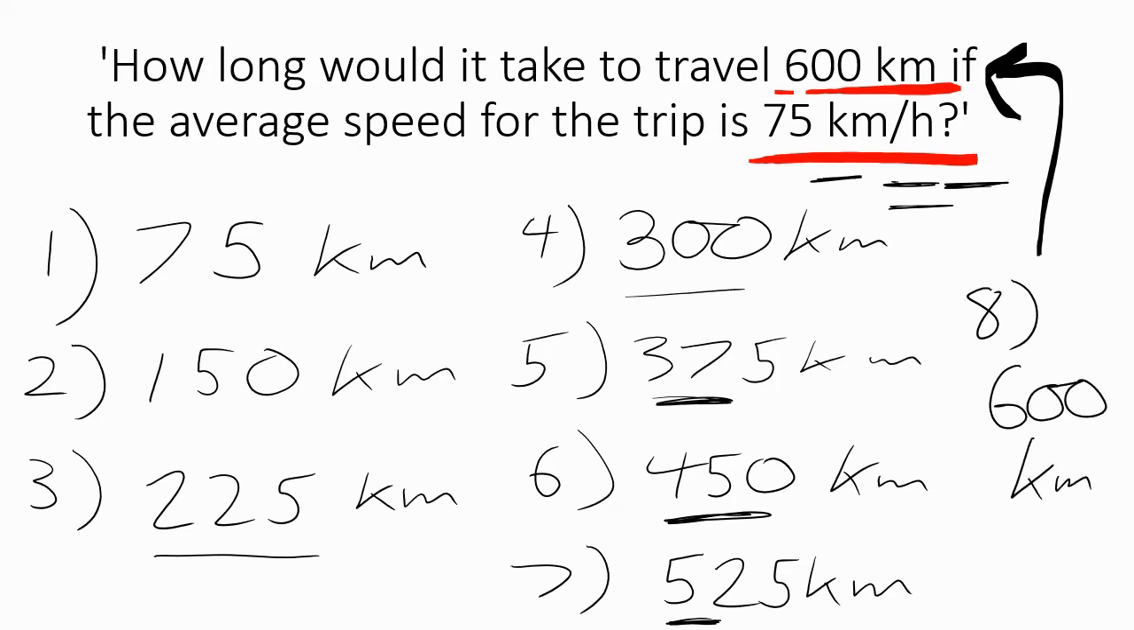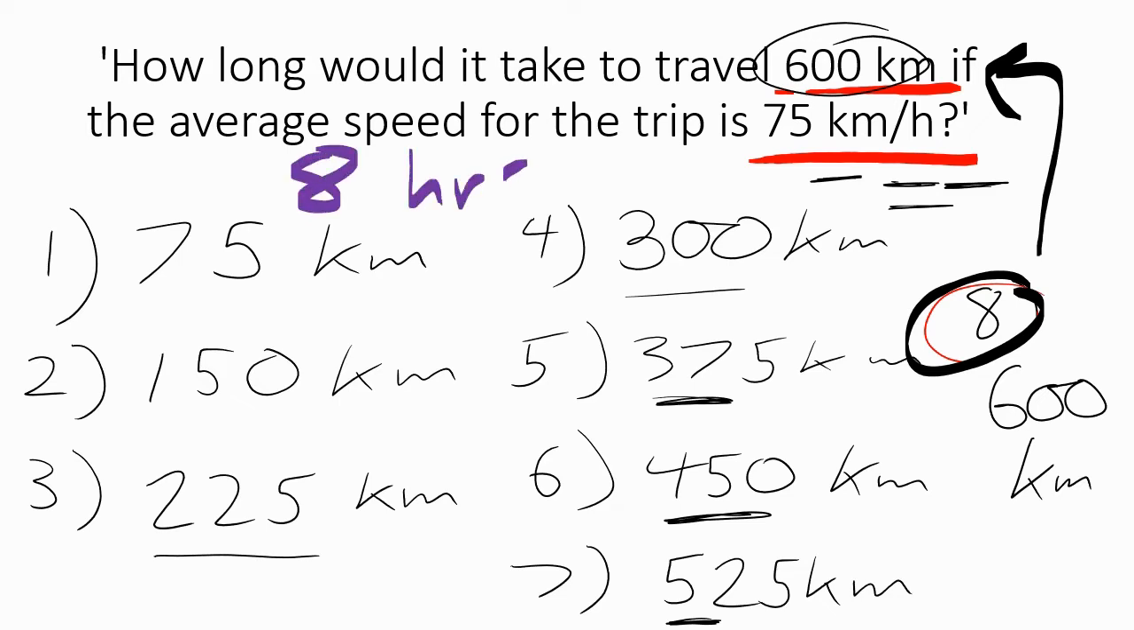There. Okay, and we got there. We got to our target. So that means it took us 8 hours. And the answer to that sum, how long will it take to travel 600 kilometers if the average speed for the trip is 75 kilometers per hour, is 8 hours. And there it is, right there.